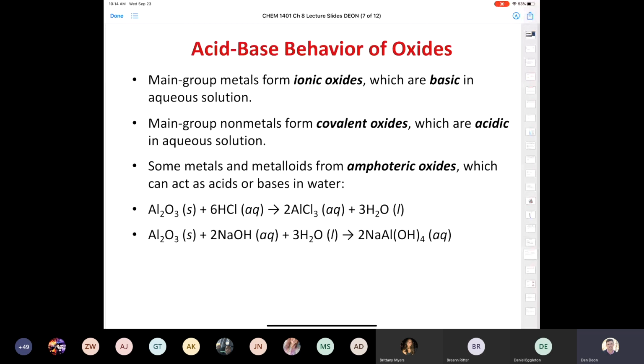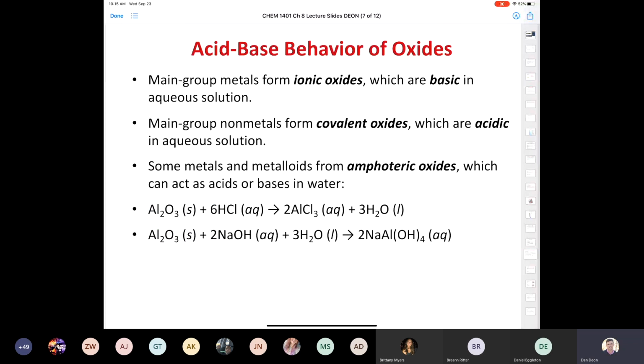Let's go over this slide quickly, and then we'll move on to electron configurations of ions. It says here that main group metals form ionic oxides, which are basic in aqueous solution. Main group nonmetals form covalent oxides, which are acidic. But some metals and metalloids form amphoteric oxides, which can act as both acids or bases in water. So it depends on the situation. If you have aluminum oxide, this is aluminum oxide here, if you treat that with an acid, it behaves like a base. If you treat it with a base, it behaves as an acid. So it depends on the situation.